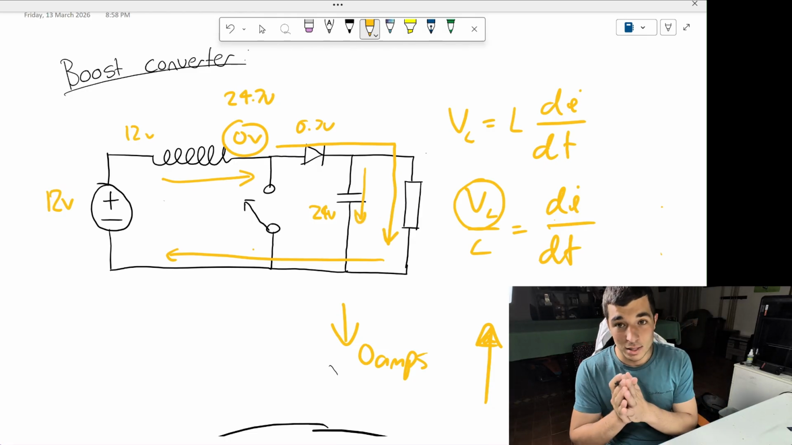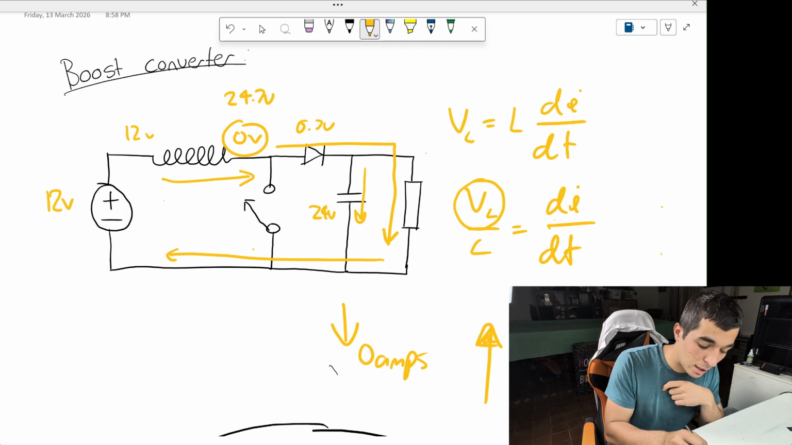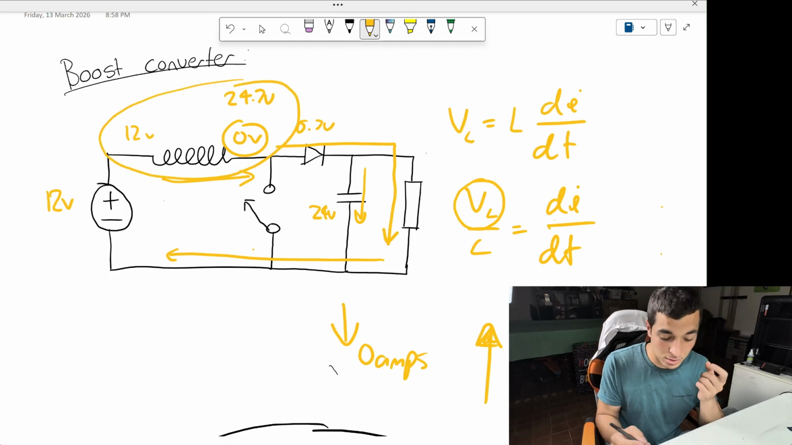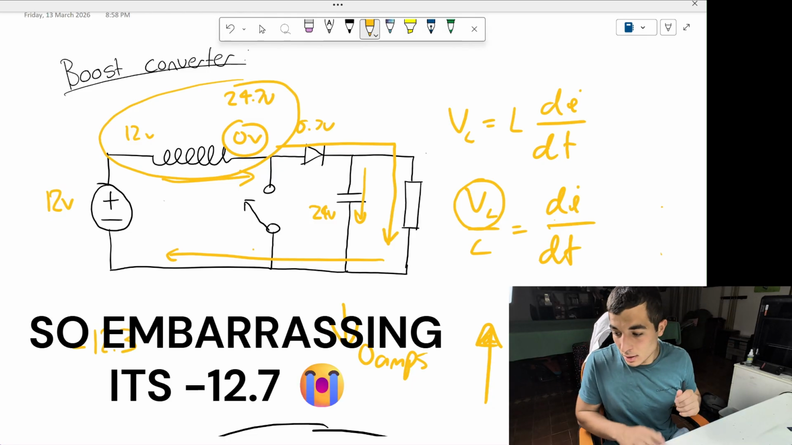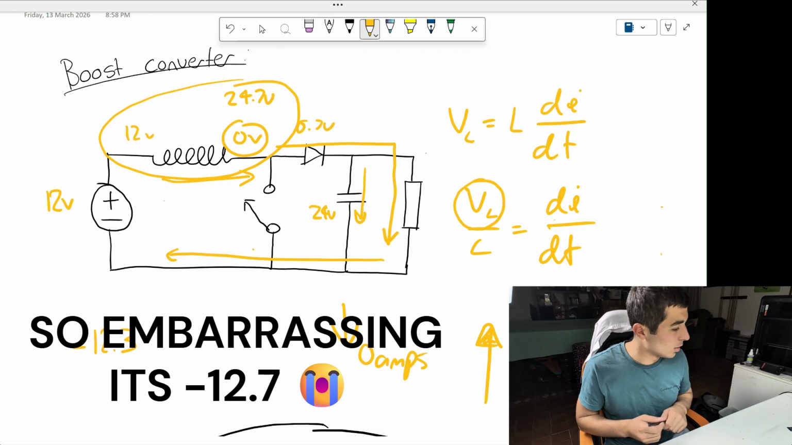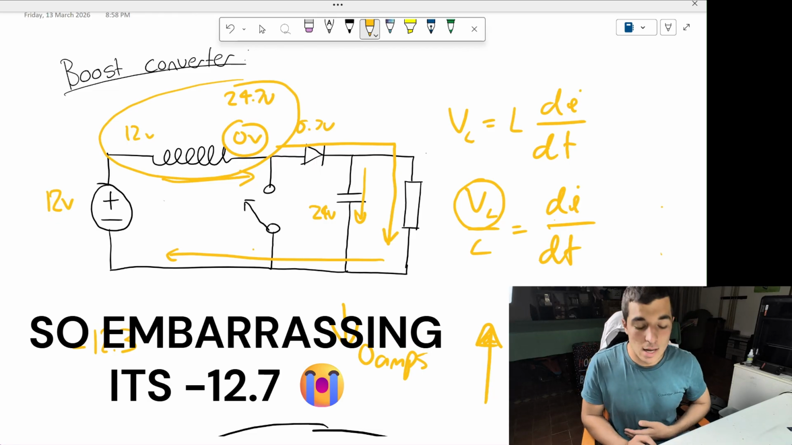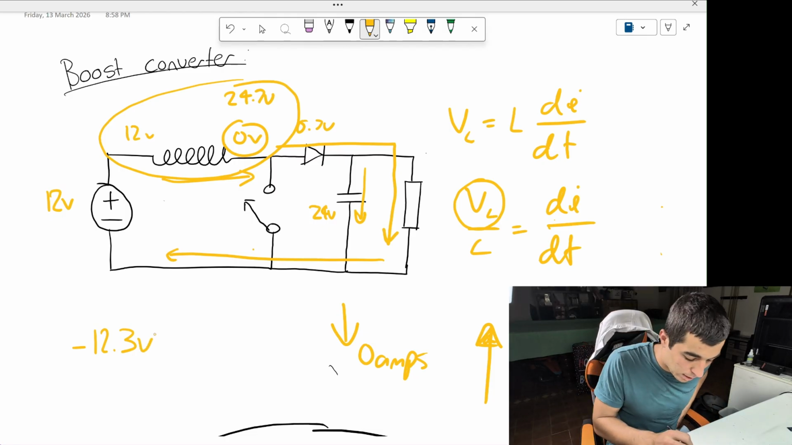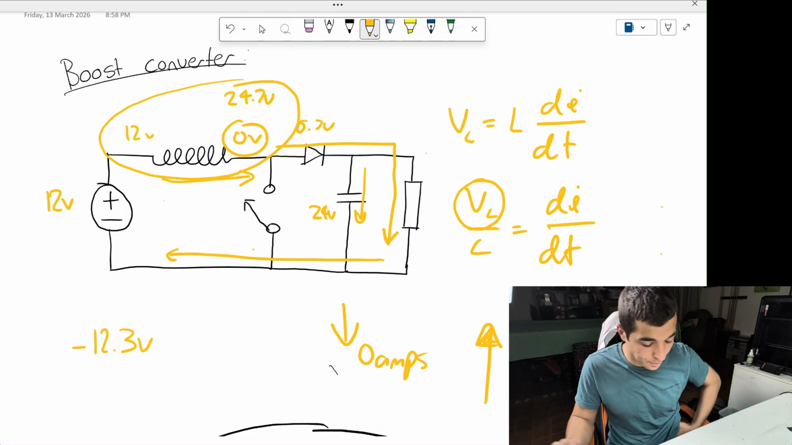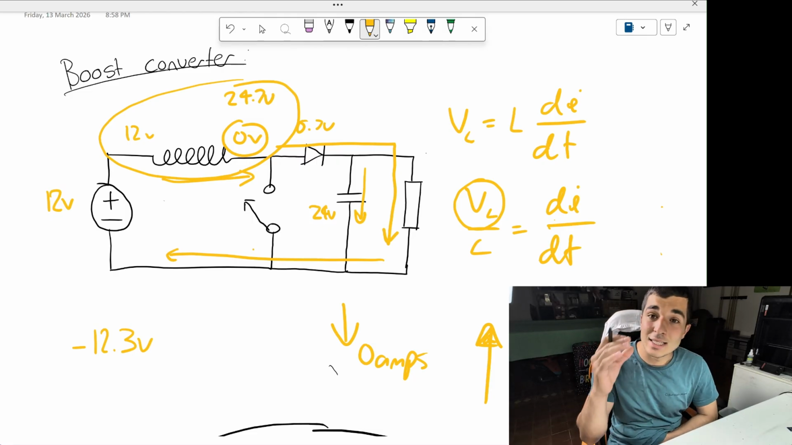The funny thing about this is that now look at the inductor. Look at the voltage. It's negative now. So it's got negative, what is that? Is that 12.3? Sorry, I don't have a calculator. Maybe it's 12.3 volts. The inductor voltage is negative now.